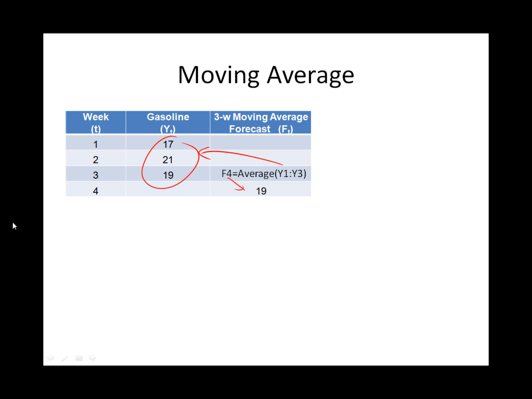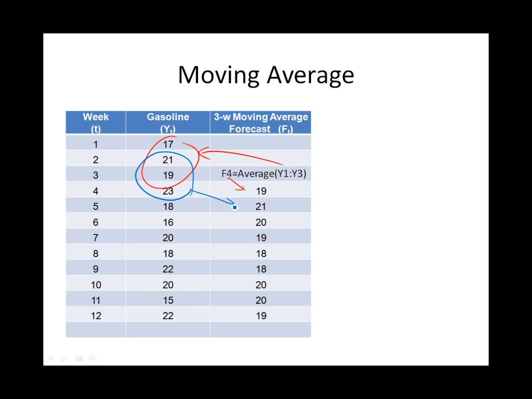It turns out that the gasoline price is 23 in week 4. Now we could forecast the price in week 5 as an average of these 3 values, which would be 21, and it could go on like this.